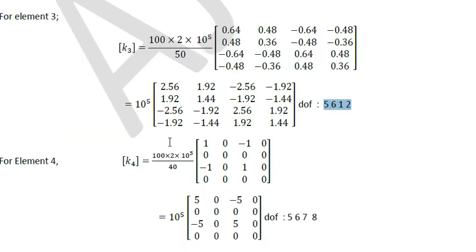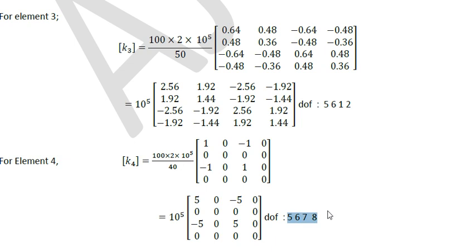Now, since there are 4 elements, there will be 4 stiffness matrices. K4 is A4, E4. A and E are the same. Length will change. Other things are substituted as it is. Here initial node is 3. Final node is 4. That is why degrees of freedom is 5, 6, 7, 8.